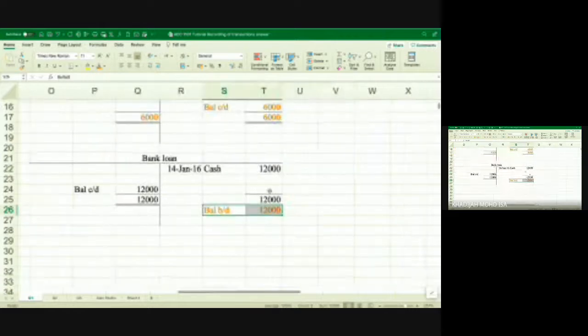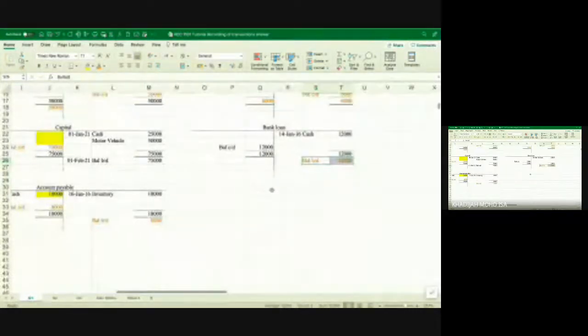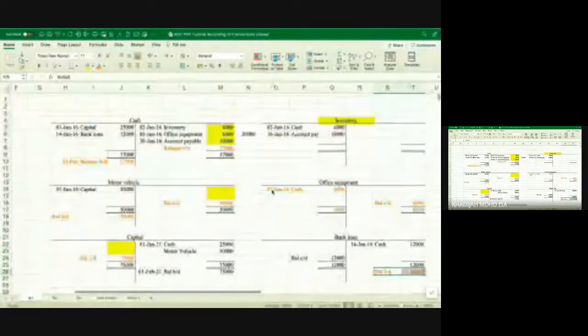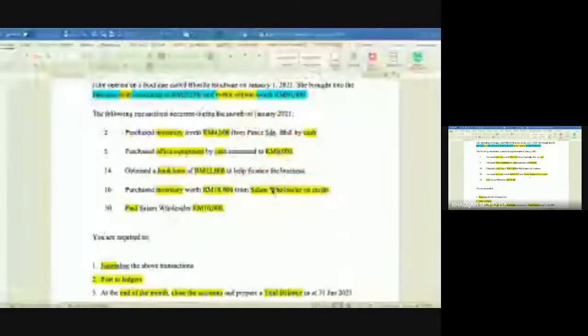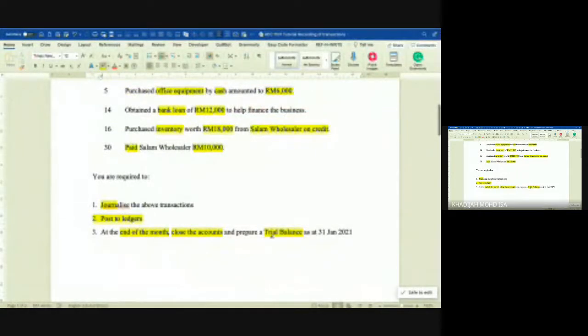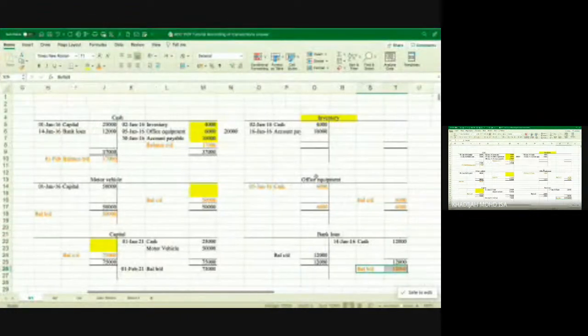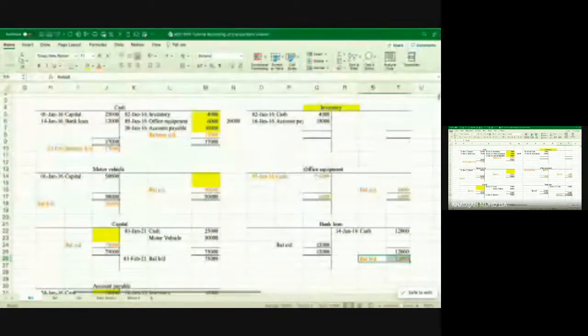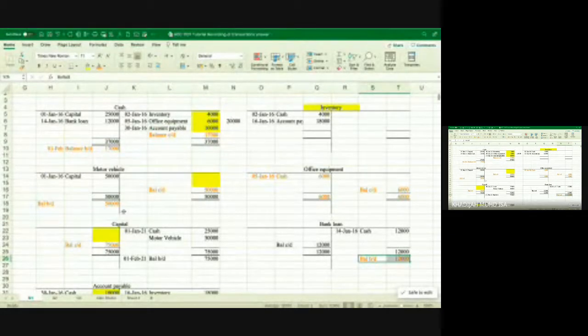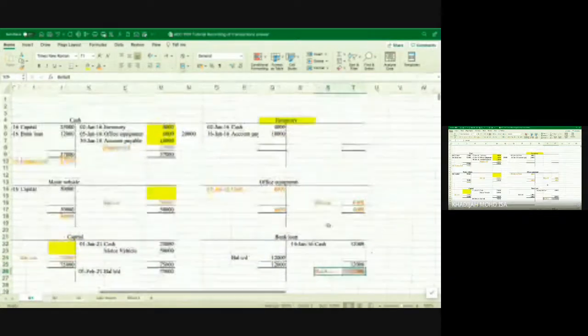Once you have all the accounts prepared, all the accounts have been closed down. Now what do you have to do? The next requirement is that you have closed the accounts, now you have to prepare a trial balance. So what is a trial balance? A trial balance is a listing of all the accounts with their balances. So you list down all your accounts. How many accounts do you have here? Cash, motor vehicle, capital, accounts payable, inventory, office equipment, and bank loan. So you're going to prepare a trial balance.